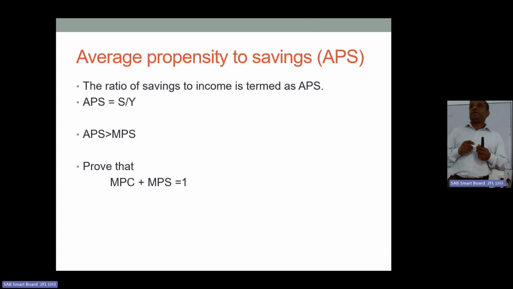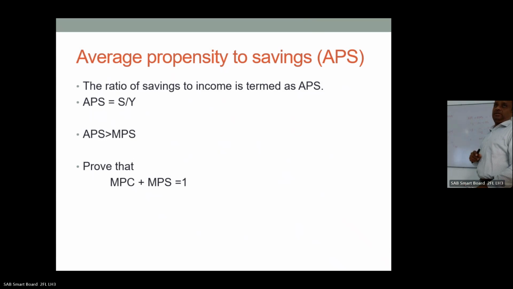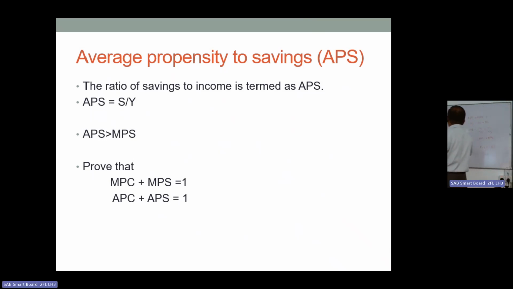Because our income, according to the fundamental psychological law, people use part of their income to consume, and the other part they save. Therefore you can identify the MPC and MPS. In the same way, APC and APS. Average propensity to consume and average propensity to save also equal 1. So how do you prove that? If we take delta C over delta Y plus delta S over delta Y, that also equals 1.